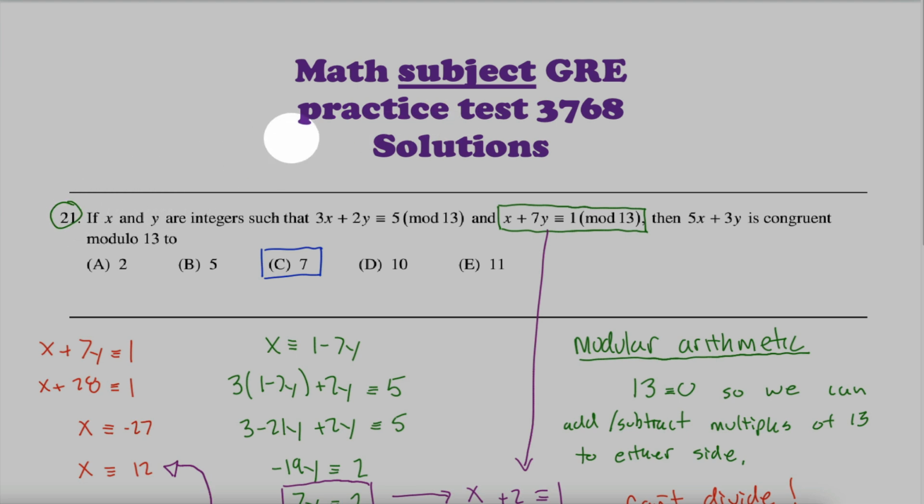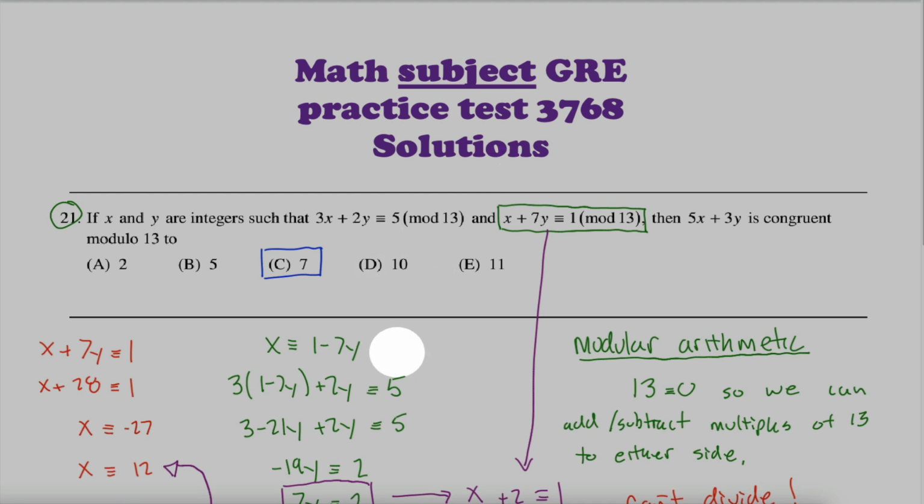I wanted to revisit question 21 on the math subject GRE practice test really quick. The reason is that when I originally solved this problem, I think I made the comment that there's probably a reason the test makers are asking for 5x plus 3y. There's probably some significance to these coefficients here. I bet if you're really clever, you can figure out a linear combination of these two congruences that gives you 5x plus 3y directly, right?